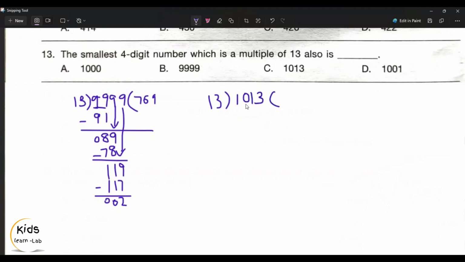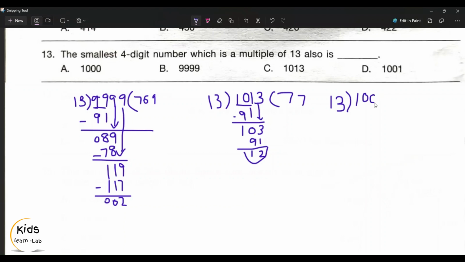Two digits less than 13. So take 3 digits. 13 sevens are 91. 1 minus 1 is 0. 10 minus 9 is 1. So 3 comes down. 13 sevens are 91. 3 minus 1 is 2. 10 minus 9 is 1. So leaving remainder as 12. This could not be the answer.